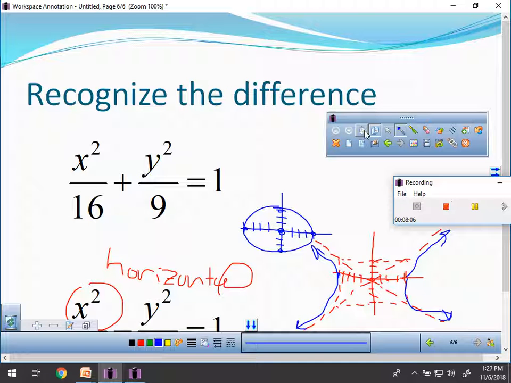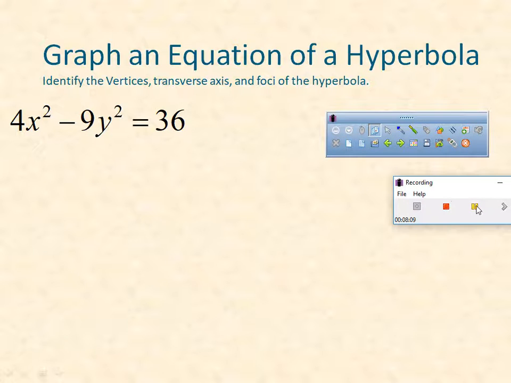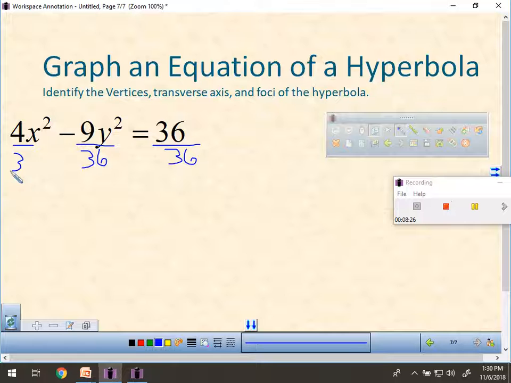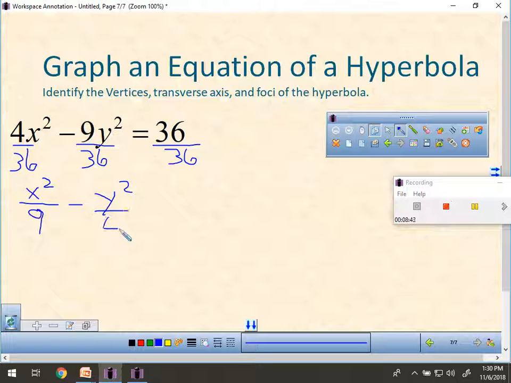All right, here's your first example. So take a second and write this one down. All right, so for this problem, guys, the issue with it is the fact that this is equal to 36, so it's not equal to 1. So what I'm going to do first is I'm going to divide everything by 36. So divide everything by 36. And so what's going to happen then is I'm going to be left with x squared over 9 minus y squared over 4 equals 1.